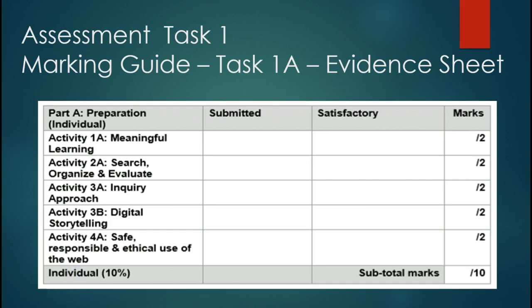Now, part A was the evidence sheet that you already handed in, and we'll quickly go through it just so that you understand when you get your marks back that you got 1 point for submitting evidence in the 5 activities. And then you got a further 1 mark if whatever you submitted was satisfactory. So that gives you 2 marks for every activity, with a total of 10 marks.